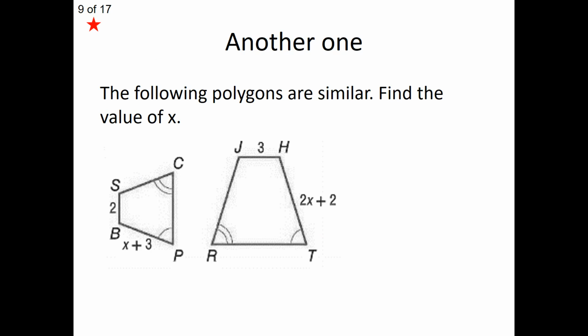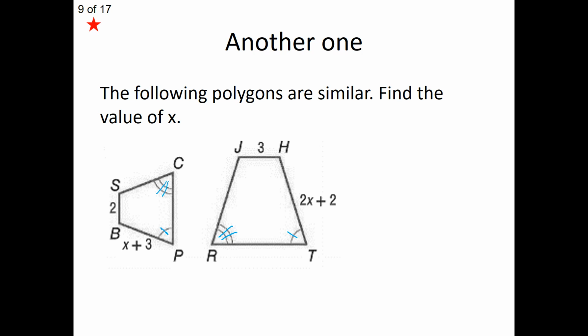Let's do another example with similar polygons, solving for a value of x. These two polygons below, I'm going to tell you, are similar. In this diagram you'll see that there's a single arc mark on some angles and a double arc mark on others. That means those angles are equal in measure to each other. So think of this angle C as corresponding to angle R, and angle P to angle T, which means we can match up corresponding sides.